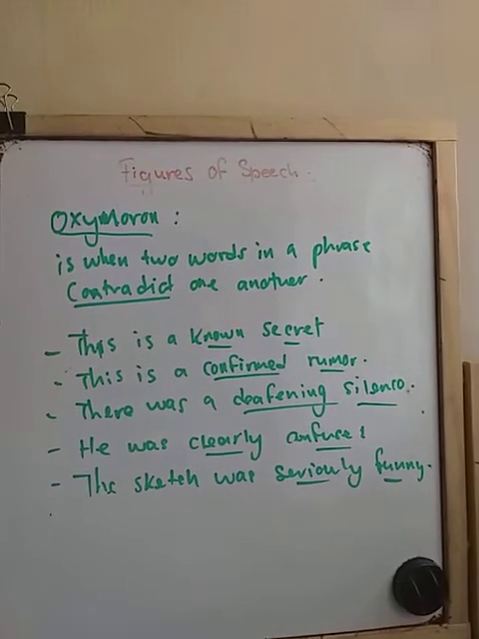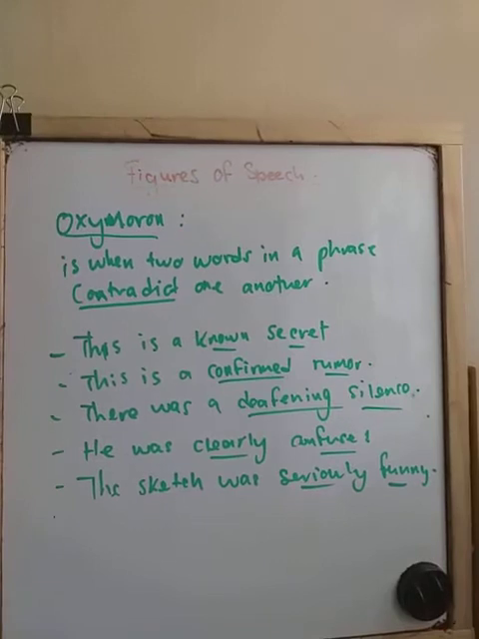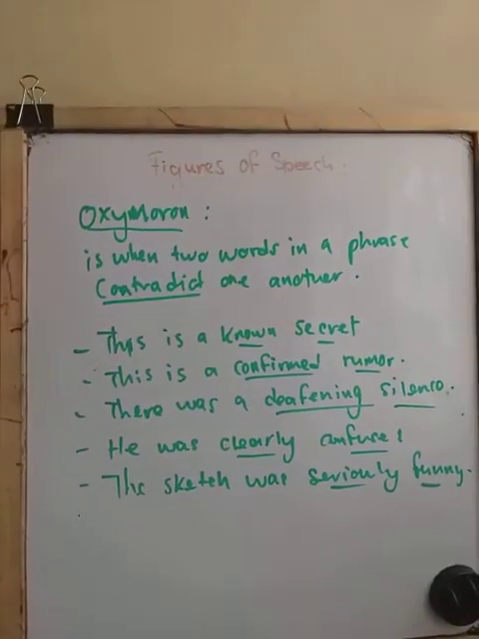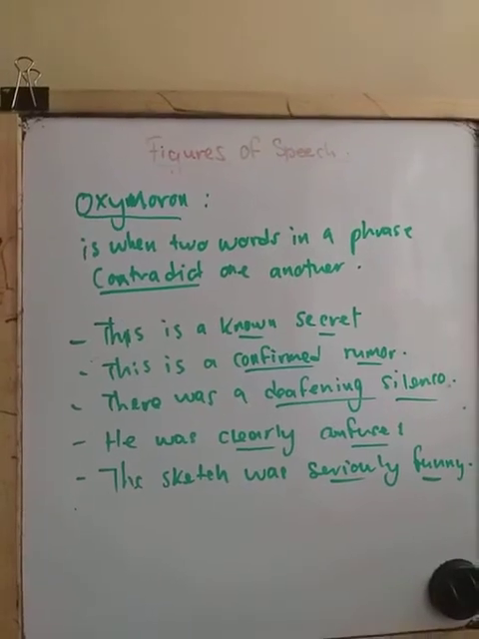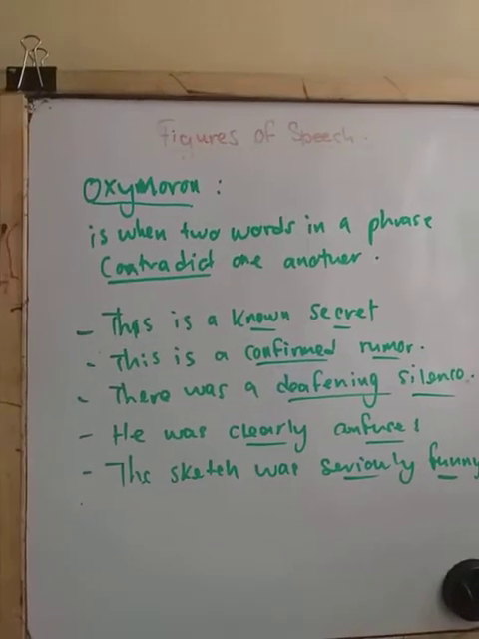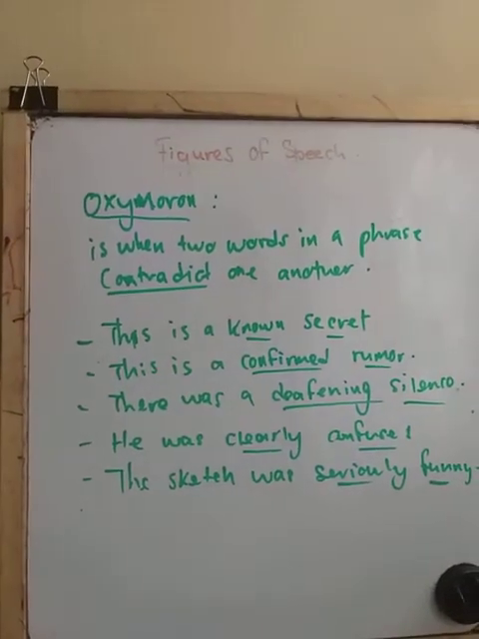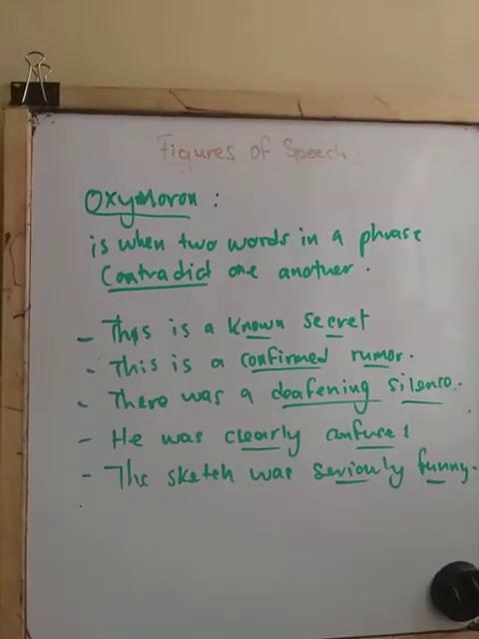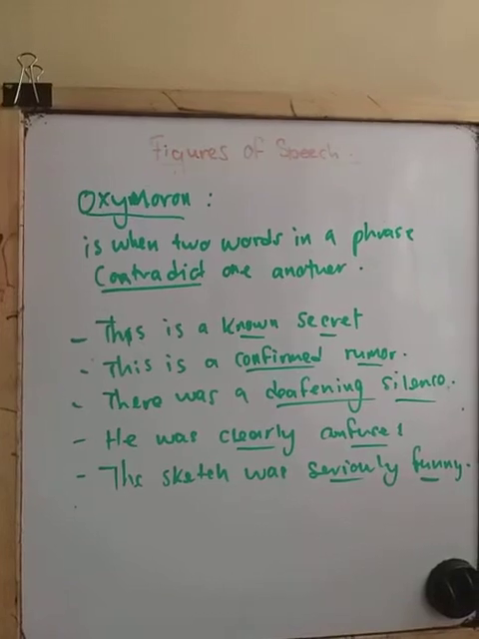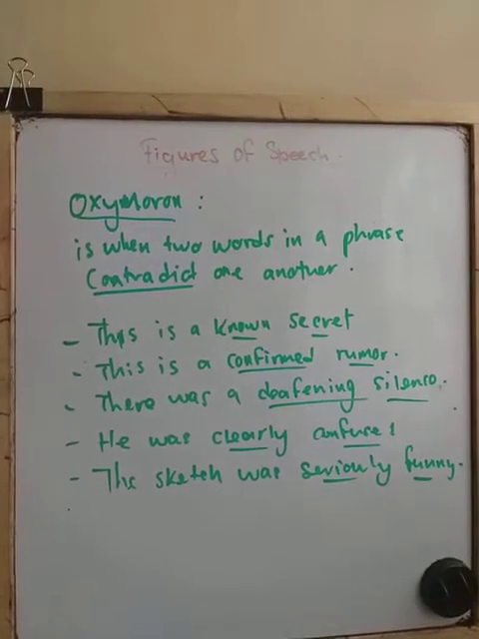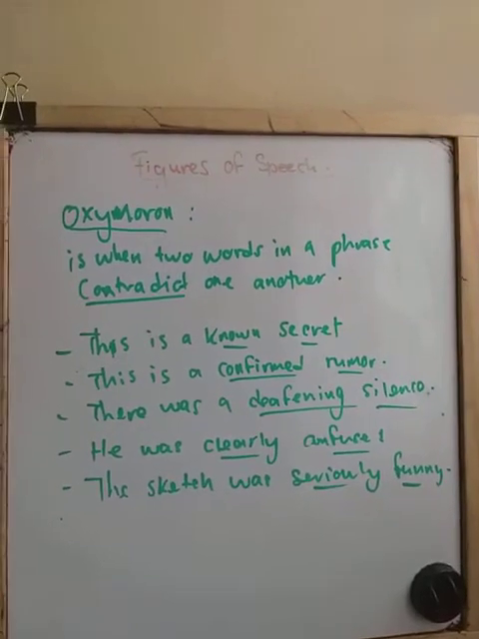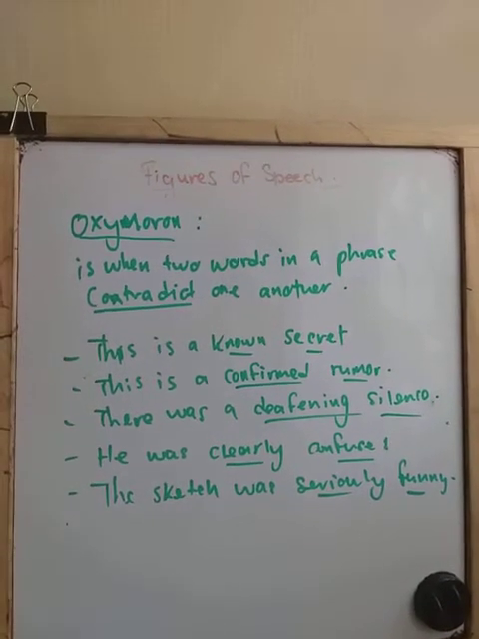Okay, so very good. That was just to remind you of the figures of speech we've already studied. But let's get going, and we have a new figure of speech to study today. This is oxymoron. What is it? An oxymoron is when two words in a phrase contradict one another. So the key word here is contradict.